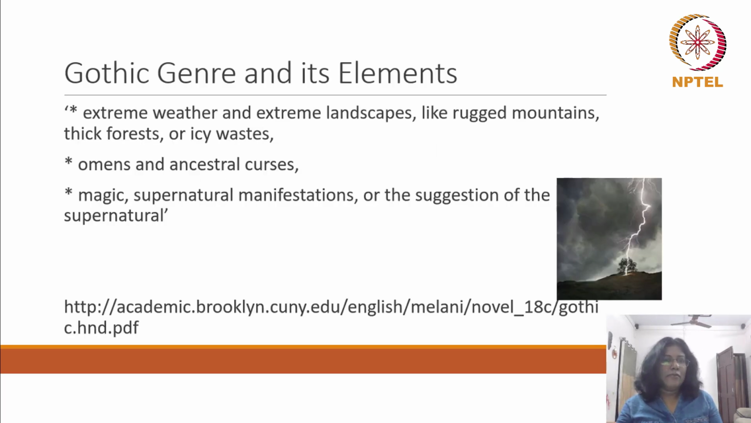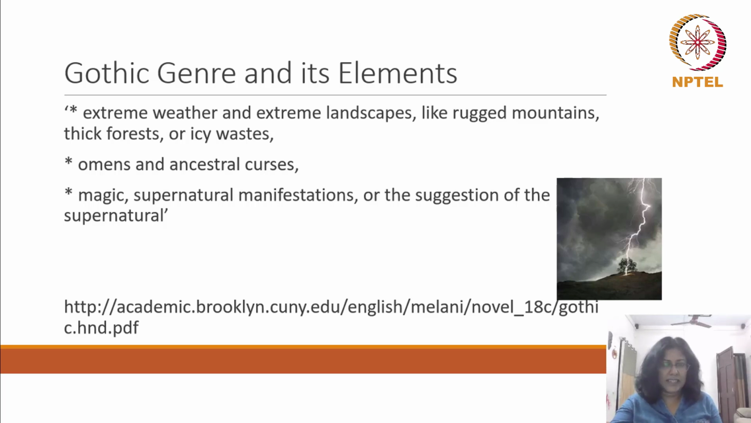Okay, so what are some of the elements of the Gothic genre? I would like to begin by mentioning extreme weather patterns and extreme landscapes. By extreme, I refer to hostile conditions, weather that is hostile, which will cause real bodily harm to common people. Extreme landscapes, again, very uncongenial landscapes like rugged mountains, thick forests, or icy ways. So we do get icy ways in Mary Shelley's Frankenstein. So the outside elements, be it weather or natural scenery, become hostile and oppressive, and therein we get a Gothic characteristic. So that's one of the elements of the Gothic genre.